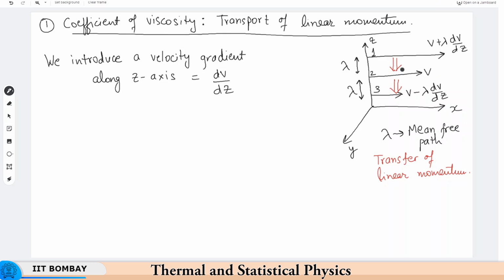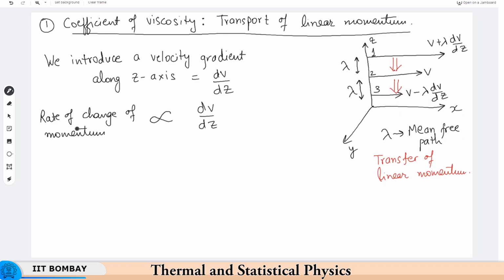All right. So what I am saying is, like I said, there is a change in momentum along the z axis. So what we can actually see is that the rate of change of momentum should be proportional to the magnitude of this gradient, right. So that would be proportional to dV by dz, all right.